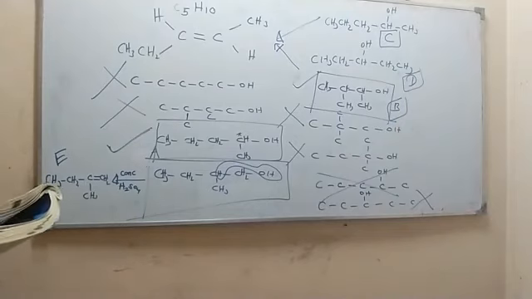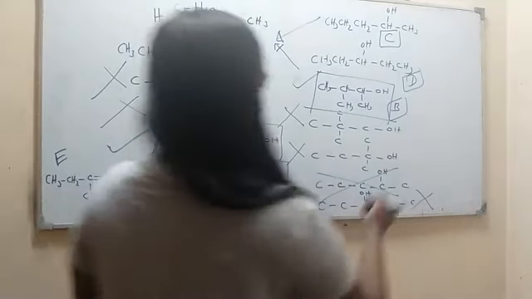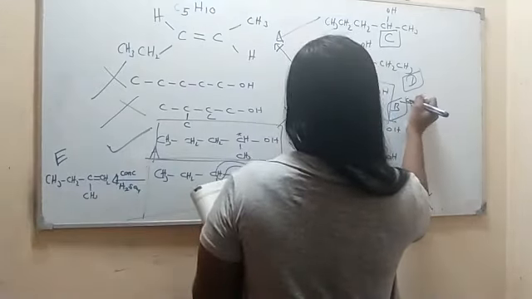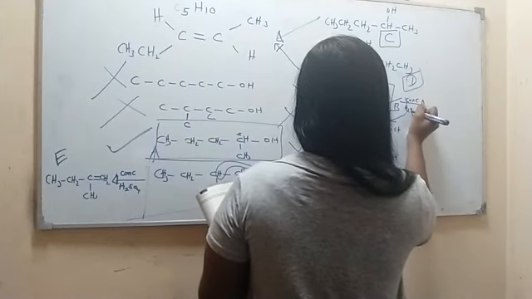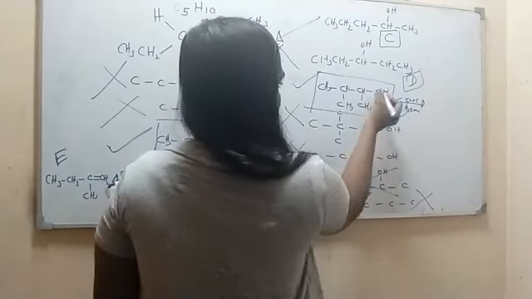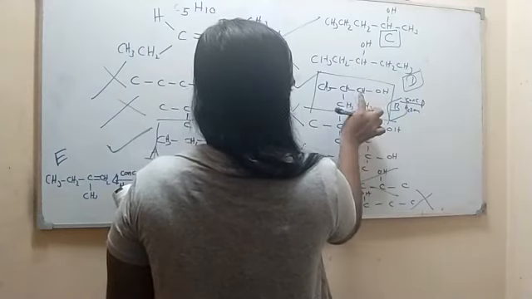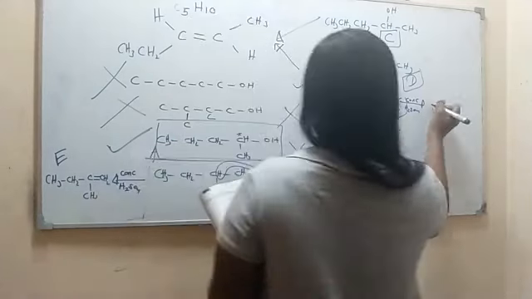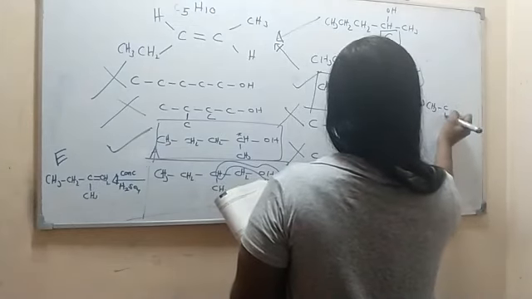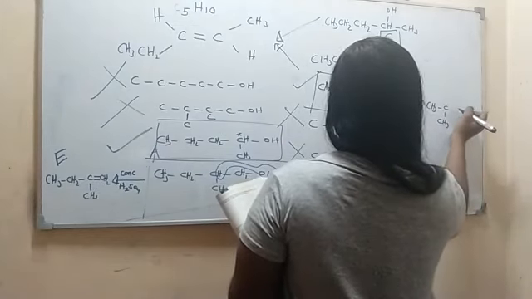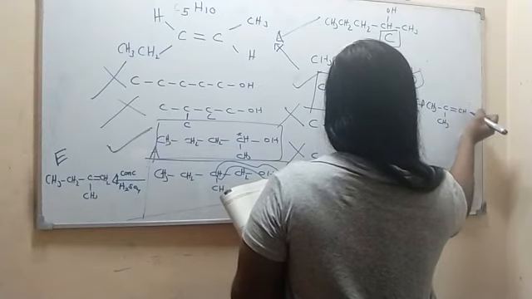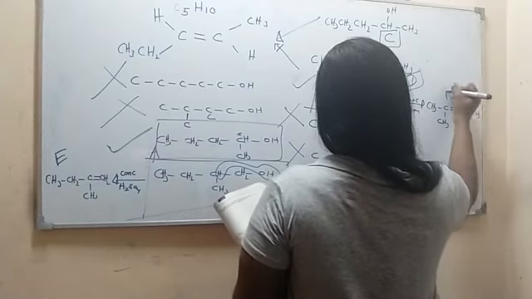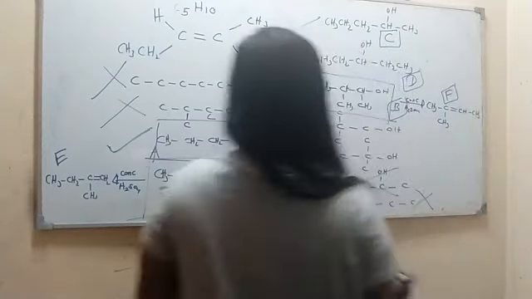If I know my B, I can write F also. F comes from B treated with concentrated H2SO4. If I add concentrated H2SO4 to B, what will be my product? Now, this carbon which is attached to OH, this carbon has the lowest hydrogen, so it will remove from there. So CH3, carbon, CH3, double bonded CH and CH3. So this will be my F.